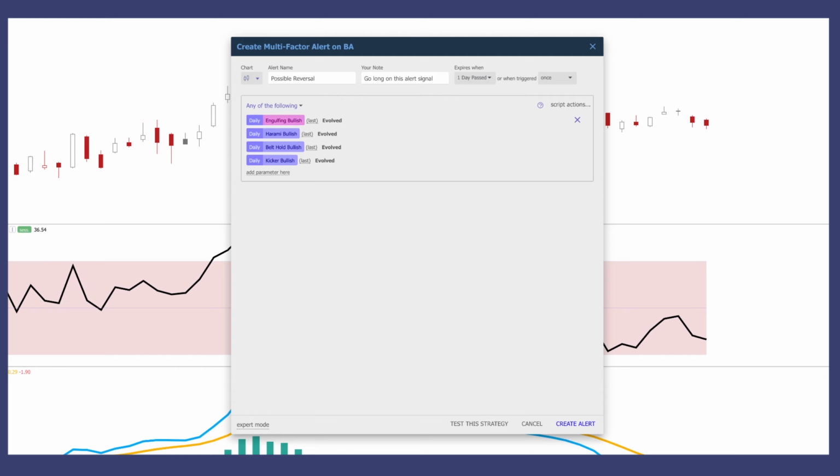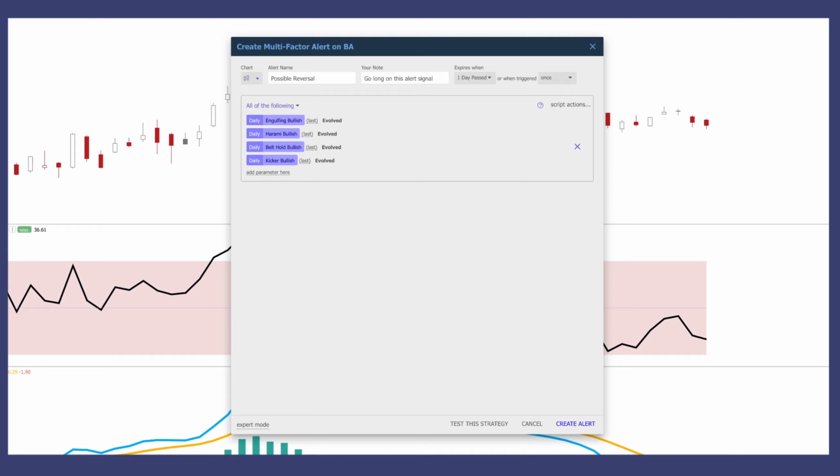They can't all 4 happen at the same time. You can only have one of these happen at once. So any of the following means that if any of these candles go off or form, you'll get the alert. So anything on the daily candle as an engulfing bullish, harami, bullish belt hold, or bullish kicker, any 4 of these form, you'll get the alert. Now, you can also use all of the following, and this would kind of be impossible. You can't have all of the following form at the same time.